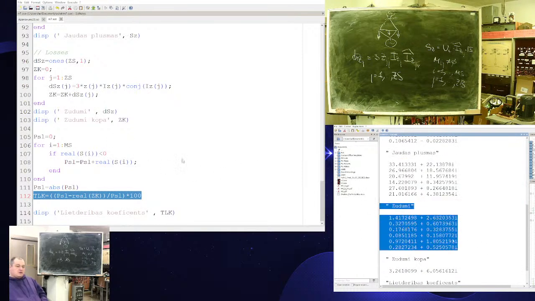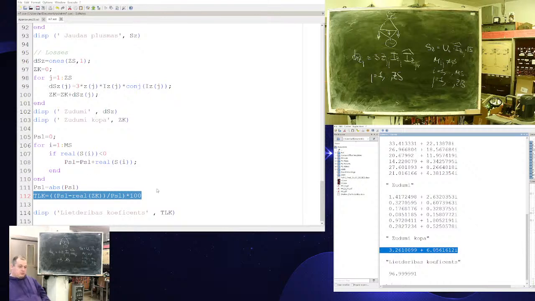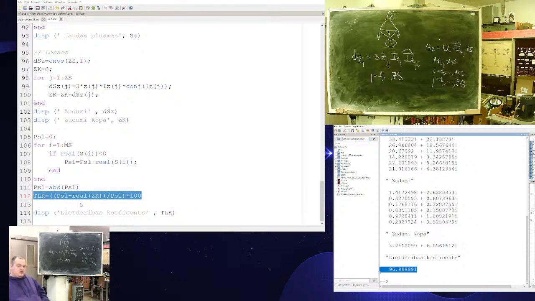This section shows losses per branch. Total losses are 3.26 megawatts and the efficiency factor is 96.999. It's not the best one. Actually, this threshold is 5%, but for 5%, if I show 5%, I think next day I'm fine.